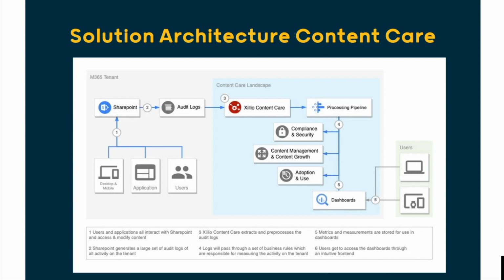So when you use SharePoint or when an application uses SharePoint, it interacts with it, of course, and SharePoint creates a whole bunch of audit logs, which is basically all the operations that are performed, and it will be nicely collected in a huge set of audit logs, which we can use and interpret, which is what we for Xillio Content Care are doing. So we're loading all of it, processing it into different sections. So we have specific business rules, which filter out compliance and security related audit logs. We filter out content management and content growth audit logs, and adoption and use logs. And we process these and calculate all different kinds of metrics, and we write these into a database which can be used by our dashboards.